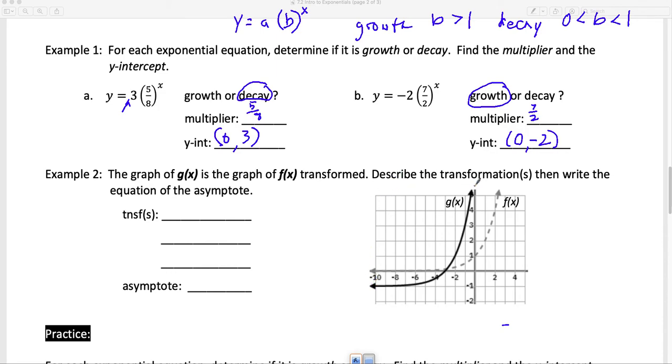So describe the transformations, then write the equation of the asymptote. All right, now we don't necessarily have three transformations, but three transformations are possible, so that's why you've got three lines for this. So how are we going to do this? Well, first of all, this has definitely gone down, and it went down by 1. So there's no doubt about it. We have had a vertical shift. We're going to use the shorthand you learned in the last lesson. Down 1.